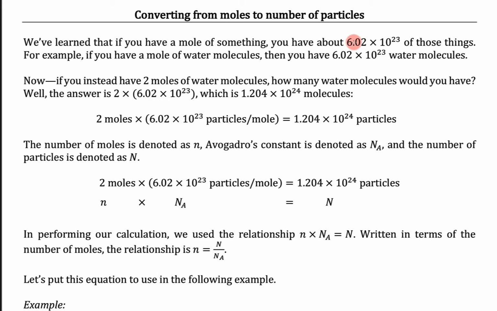But for now, we're just going to roll with it. So when you have a mole of something, you have 6.02 times 10 to the 23 of those things. Okay, so for example, if you have a mole of water molecules, that means that you have 6.02 times 10 to the 23 water molecules. So that's 602 hexillion water molecules.